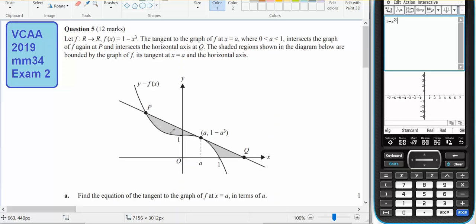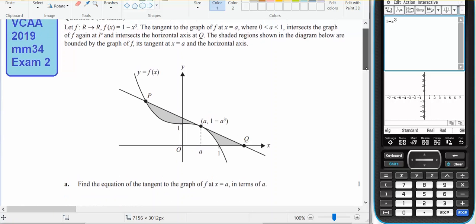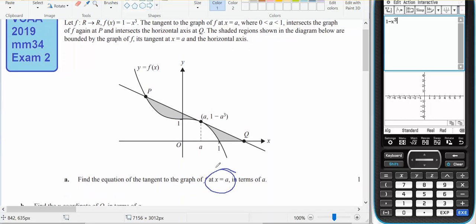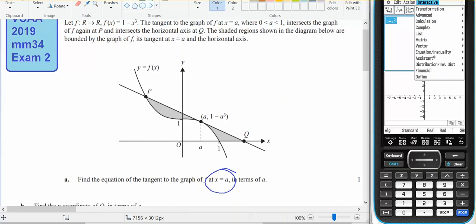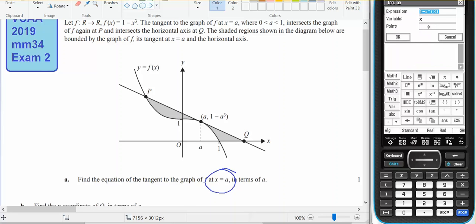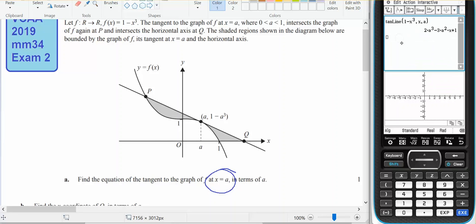So we have this cubic and the tangent's been drawn. So what do we need to do? We need to find the equation of the tangent at x equals a. So I'm going to use interactive calculation, line, tan line, x equals a. And that gives me y equals minus 3a squared x plus 2a cubed plus 1.